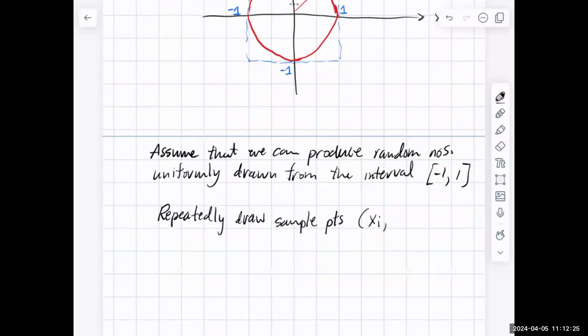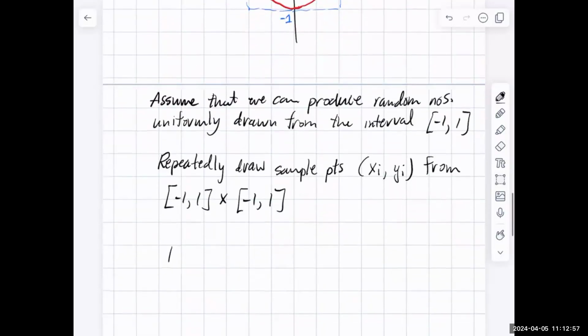So (xi, yi) from the interval -1 to 1 by -1 to 1. We're going to draw 2 random numbers, and those 2 numbers are going to represent the coordinates of some point that lives inside the square. Some of those points will be in the square but outside the circle, and some of them will be in the square and in the circle.